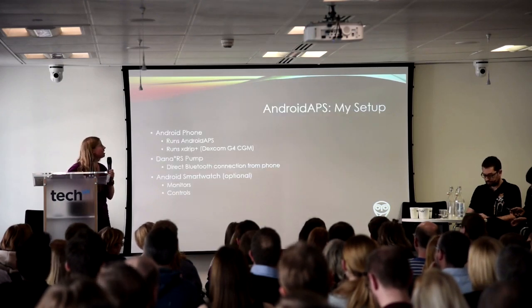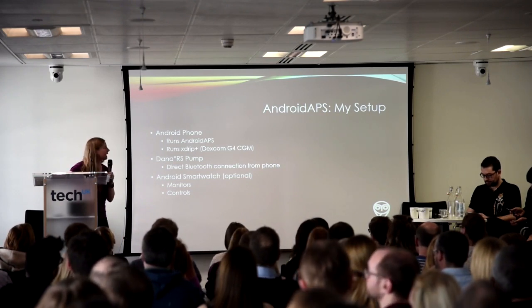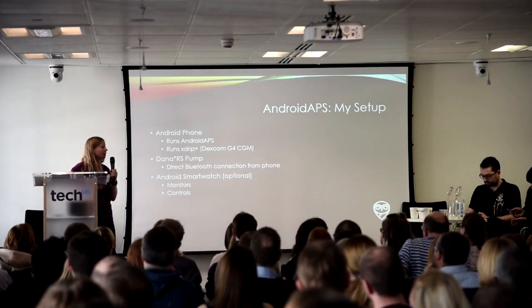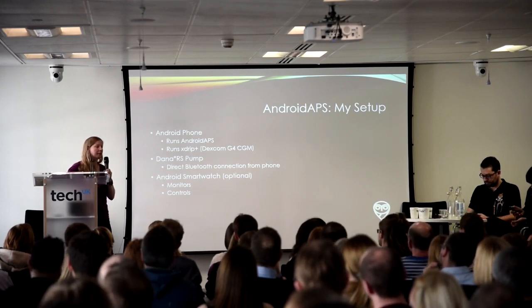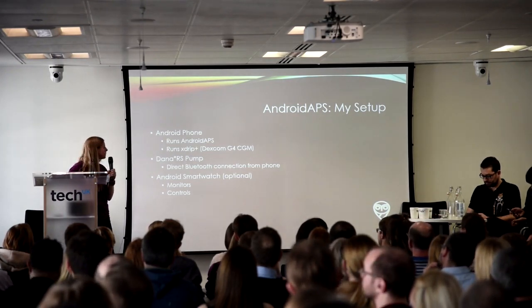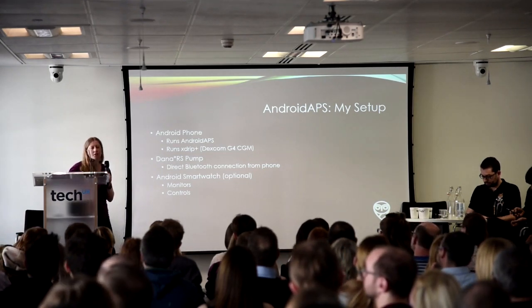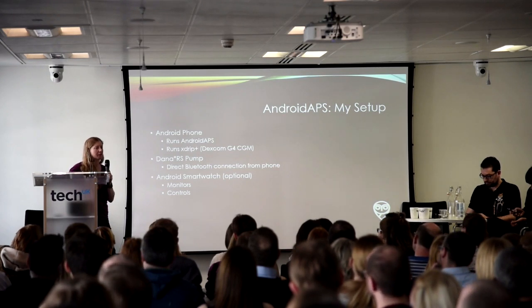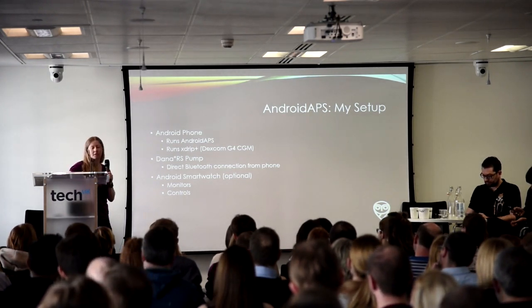Brilliant. So my Android APS setup, I've got my phone that runs the Android APS. It also runs my CGM, gets the data. I've got my pump, and that's talked to by the phone through Bluetooth. And then I've got my watch, which is optional. I can use it to control the pump. I can give myself bolus. I can also use it to watch what's happening to my blood sugars and see how much insulin I've got in my system.